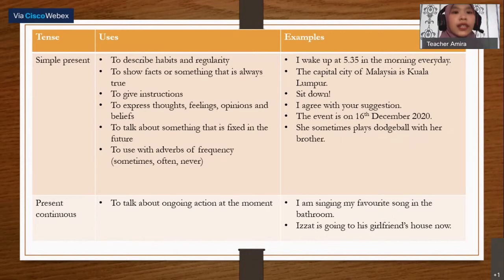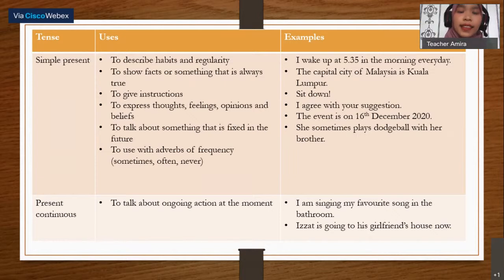You regularly do it. For example, I wake up, because I have given that example there, I'm going to give another example. I go to school every day. That's what you do every day. That's your habit. Or maybe I comb my hair before I go to sleep. Before you go to sleep, every night you would comb your hair. So that's habit. When you are talking about habits and regularity, things that you do regularly, you use simple present tense.